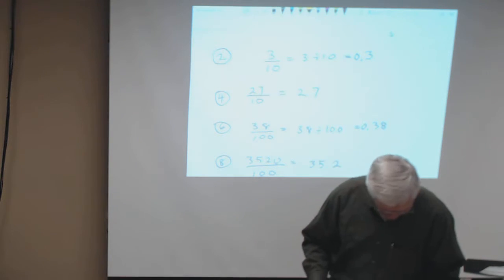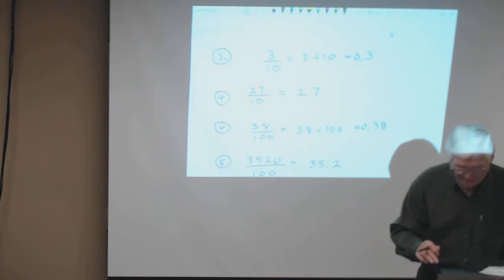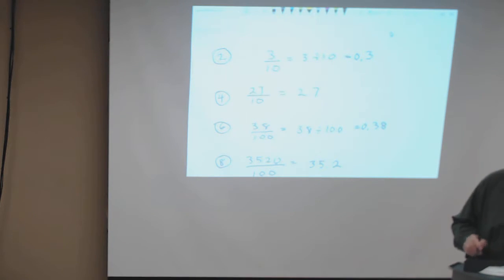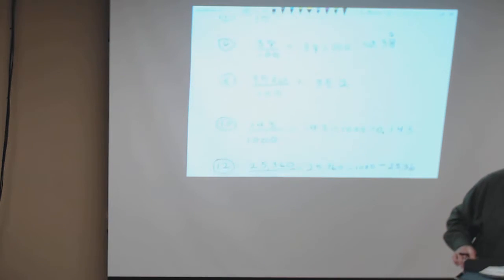Because what am I going to do? I'm going to take my calculator and punch in 3. Then I'm going to punch divide by. That's what that means. Divide by 10. And I get 3, division sign 10 equals 0.3. So that's the way you do all of those. Nothing complicated there, right?